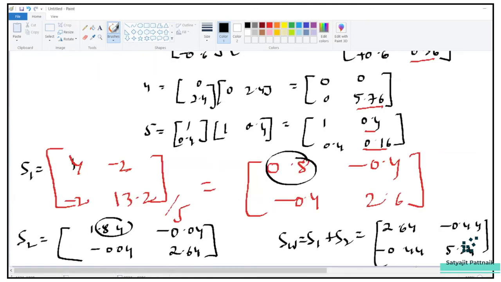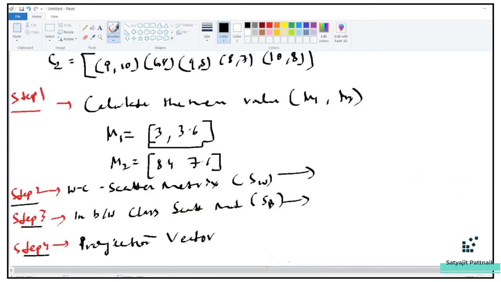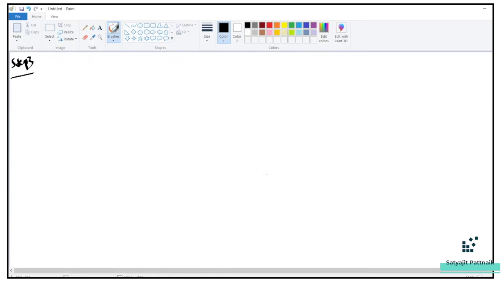So for that, I'll create another paint. So this is my step 3, right? If I'm not wrong, step 3. I have to calculate the between the class scatter matrix value, which is also denoted by SB. The formula is mu1 minus mu2 multiplied with mu1 minus mu2 transpose. Our ultimate goal is to increase the value of SB and decrease the value of SW.